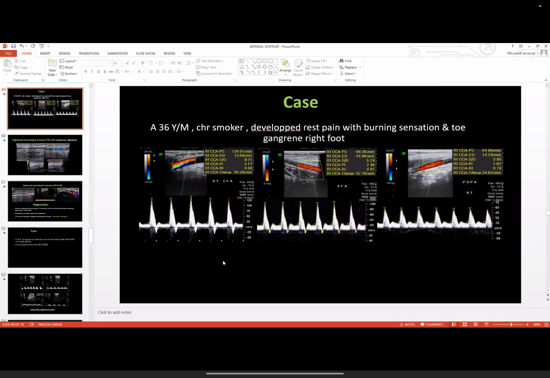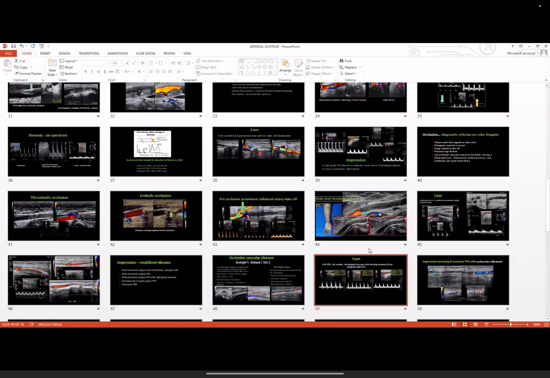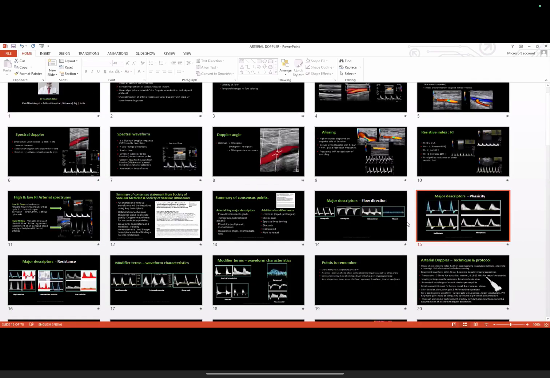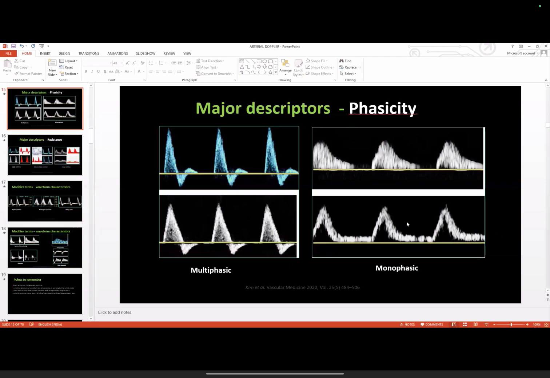And dampened flow is different. Dampened flow is always monophasic. Let us go back to the phasicity. So this is biphasic, this is triphasic. Now we call it multiphasic. There is no question. Earlier, this is monophasic.